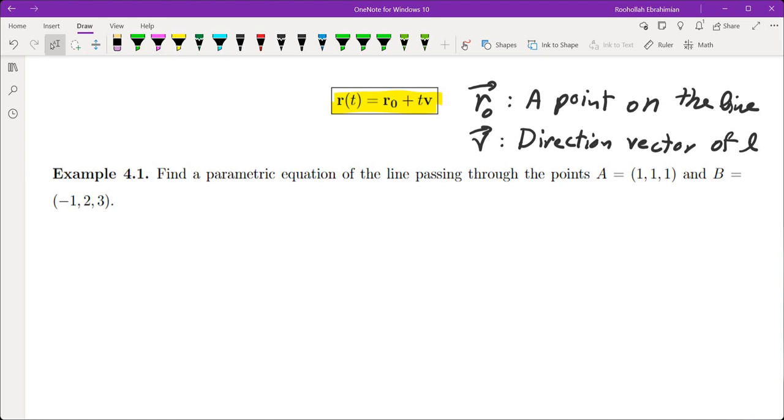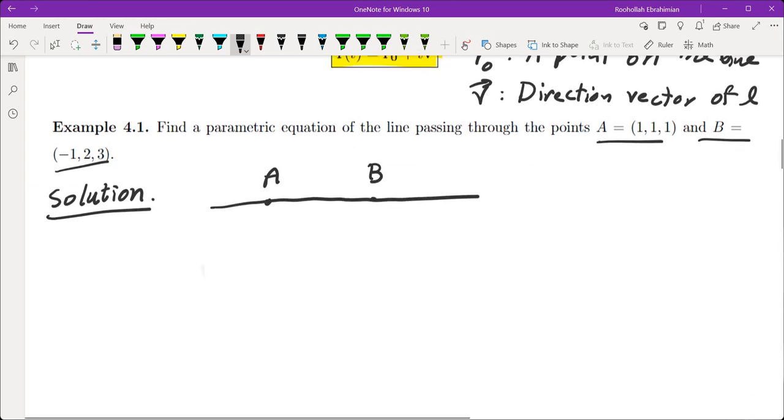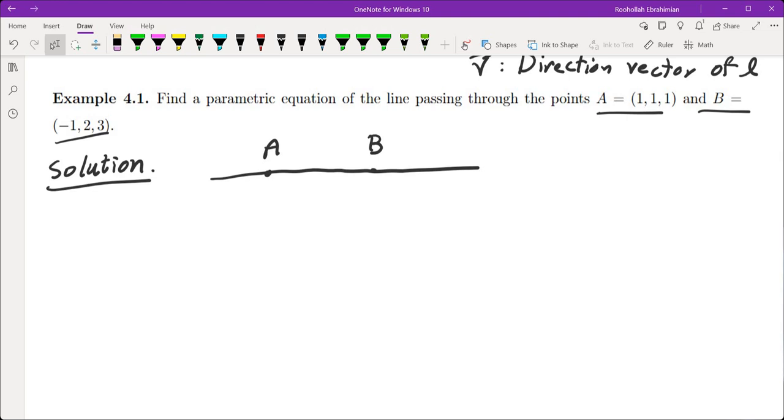Okay, let's do an example here. Find a parametric equation of the line passing through these 2 points. In order to find the equation of a line, we need two things. We need one point on the line, and we need a direction vector. We are given two different points on the line. So how do we get a point on the line? Well, that is given. How do we get the vector parallel to the line? That would be AB. You could use AB or you could use BA. It doesn't really matter. Both of them are going to work.